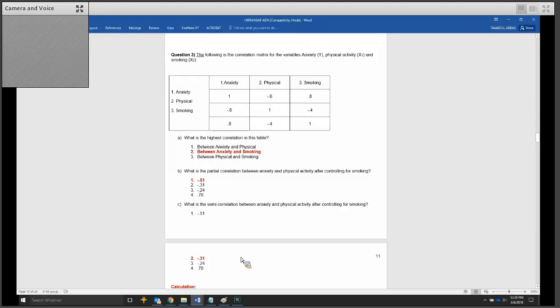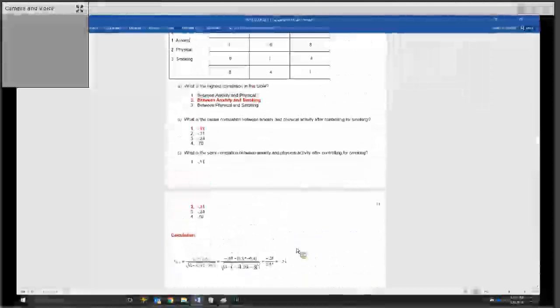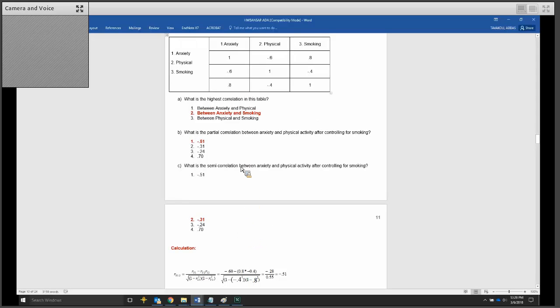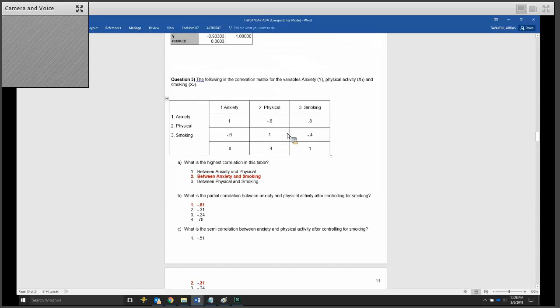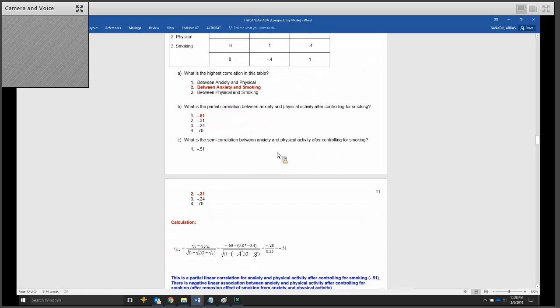Problem 3: we have a matrix, and I asked you what is the highest correlation. There are 3 correlations. Obviously it was anxiety and smoking, so 0.8 was your highest. And I asked you to calculate the partial and semi-partial correlation. Again, you have 3 terms here. Your outcome is anxiety, the correlation between anxiety and your independent variable, physical, is negative 0.6, minus, in the formula, the outcome with smoking, anxiety and smoking at 0.8, times.